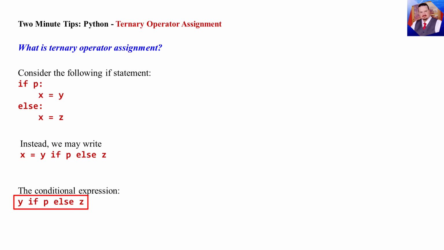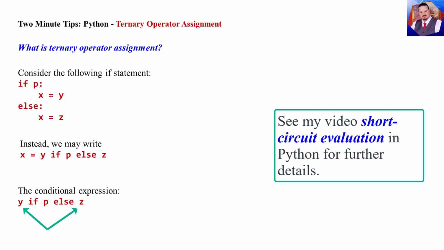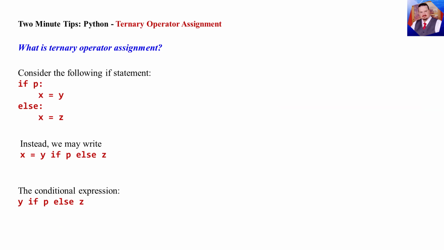In reality, in the conditional expression, Python evaluates y only if p is true, and evaluates z only if p is false. Really, we should say evaluates and returns. In this context, it has a short circuit effect, namely, it evaluates one of y or z, but not both.